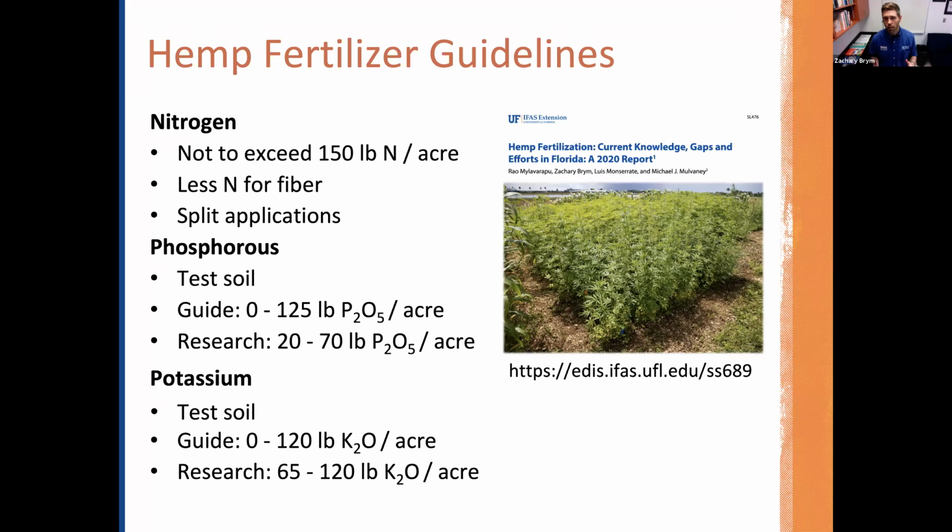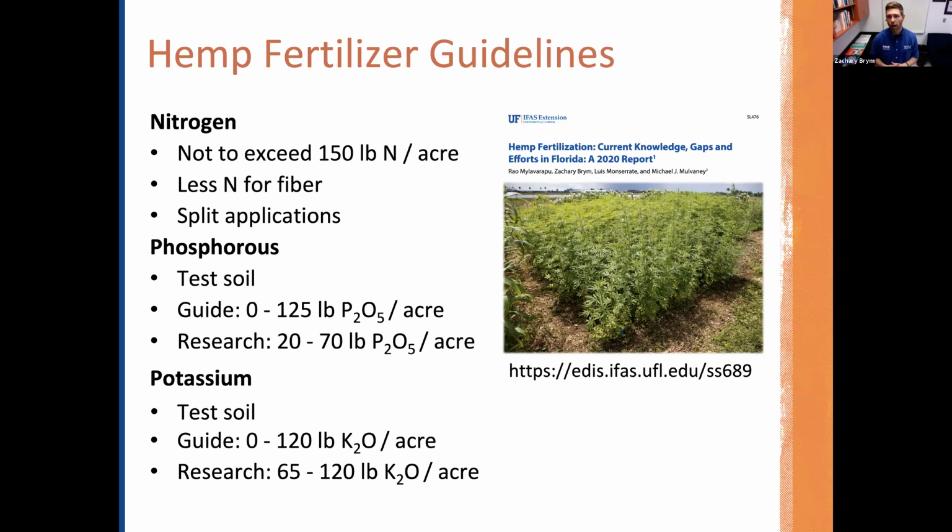As Florida tends to be sandy and low organic matter in nature, water passes through the soil very quickly. We recommend that these nitrogen applications are done in split applications so that you can spread out across the year and make sure that the nitrogen you are applying is going to the plants.